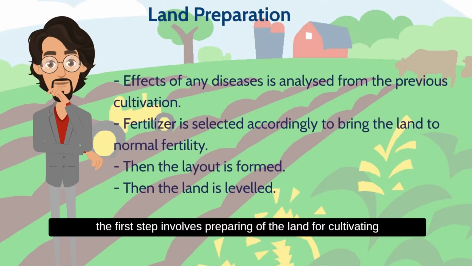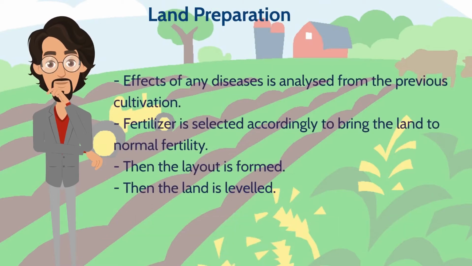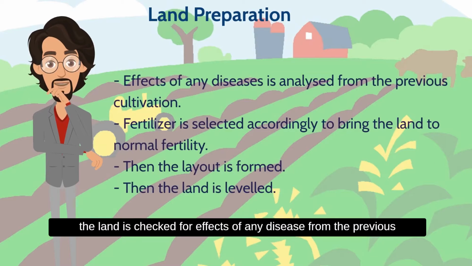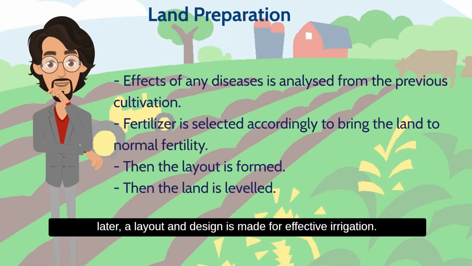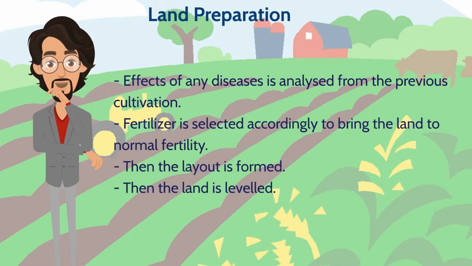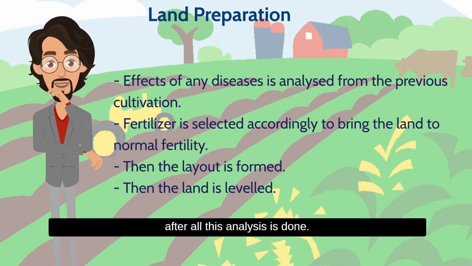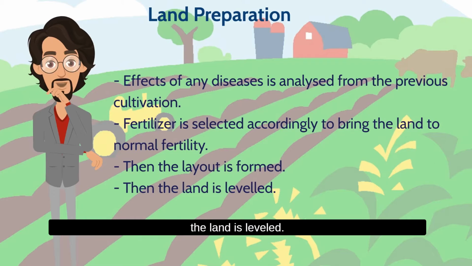The first step involves preparing the land for cultivating the crops. The land is checked for effects of any disease from the previous cultivation, and steps needed to minimize this impact are planned accordingly. Then suitable fertilizers for the land are analyzed to bring the land to normal fertility. Later a layout and design is made for effective irrigation. After all this analysis is done, the land is leveled.